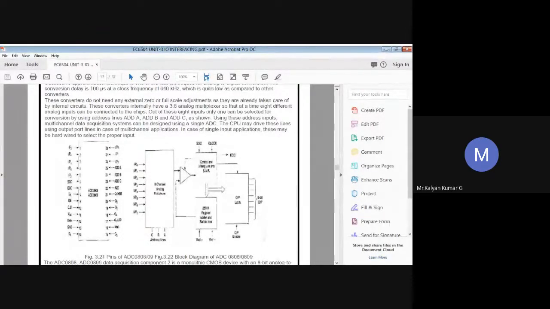Okay. And then we have pin number 22, ALE, address latch enable. As usual, the same function: this is used to latch the 3-bit address input into an internal latch. For that purpose, you use the ALE.